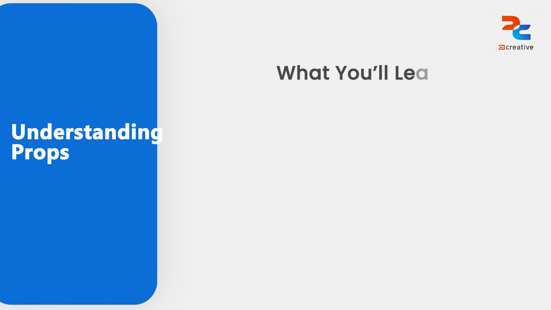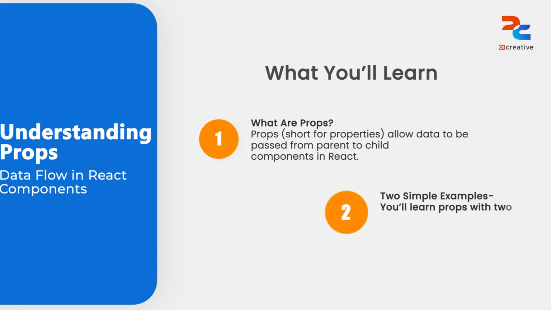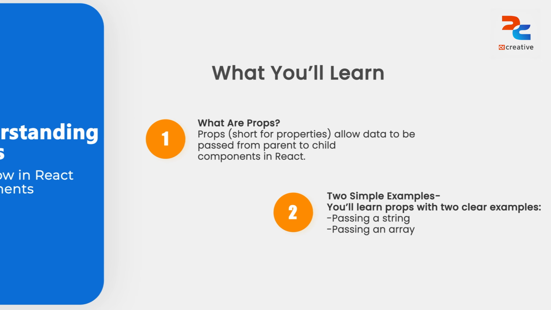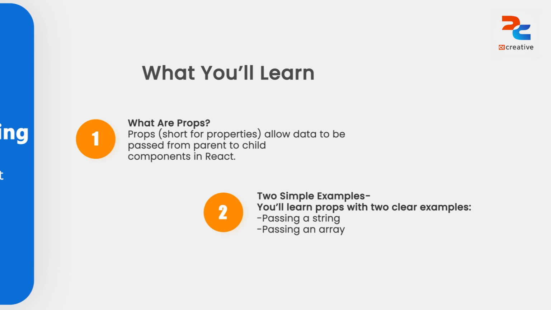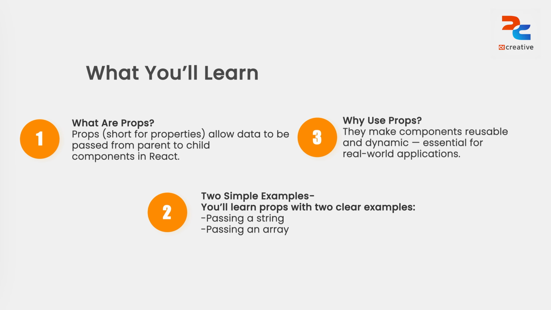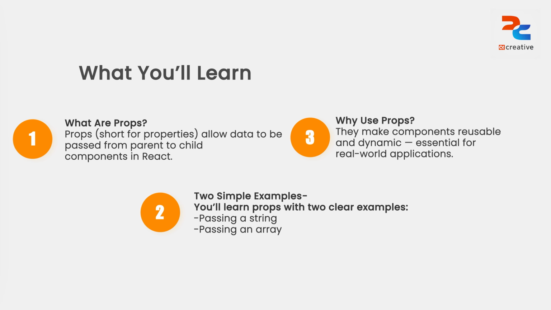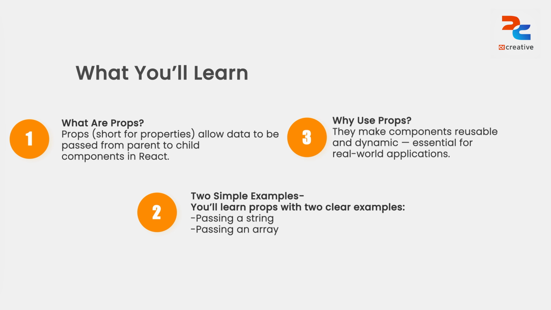Hey everyone, in this video we are going to learn about props in React with two simple and clear examples, one using a string and the other using an array. Props, short for properties, are a way to pass data from a parent component to a child component in React. They help us make our components reusable and dynamic. So let's begin with our first example, passing a string prop.